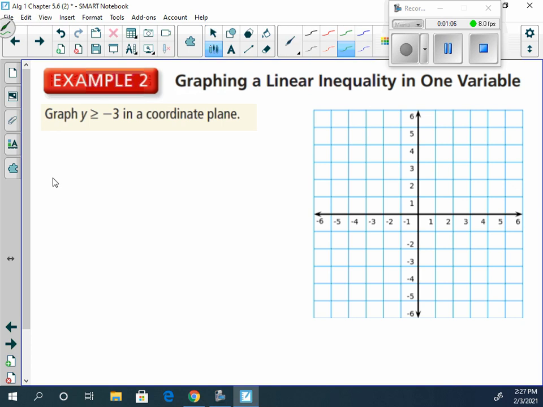So when we look at this one here, y is greater than or equal to negative 3. So that means we're going to have a horizontal line at negative 3. So that means we can go to the point negative 3. And then we shade it above, yes?